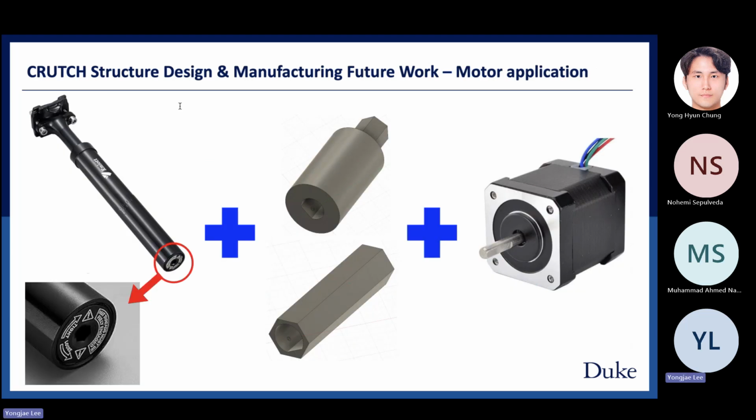Finally, the direction of future research is the motor. The damper shown in the figure on the left can be rotated to adjust the strength. By connecting this part to the stepper motor using the parts shown in the middle figure, the damping force strength can be adjusted in real time to achieve optimized impact force mitigation.